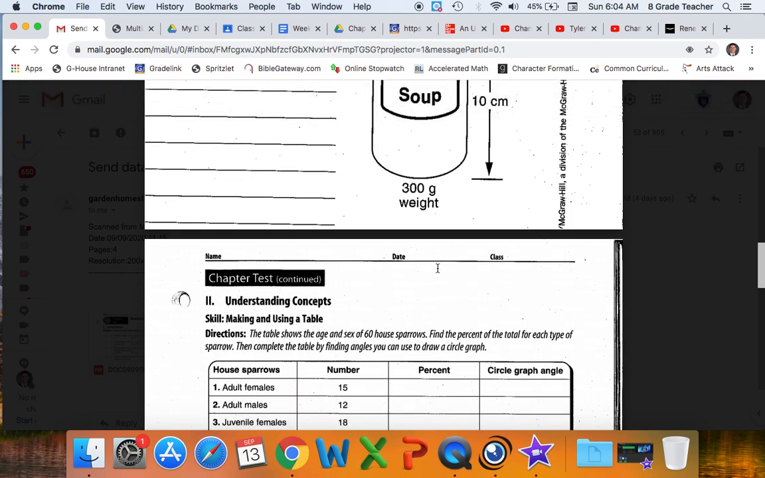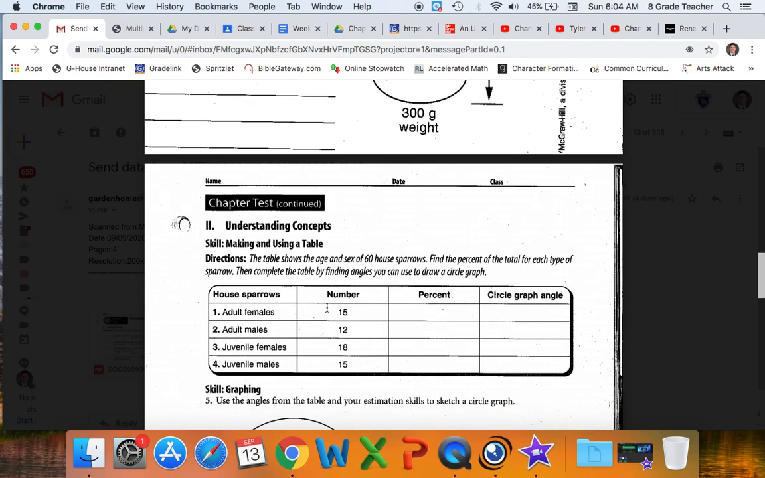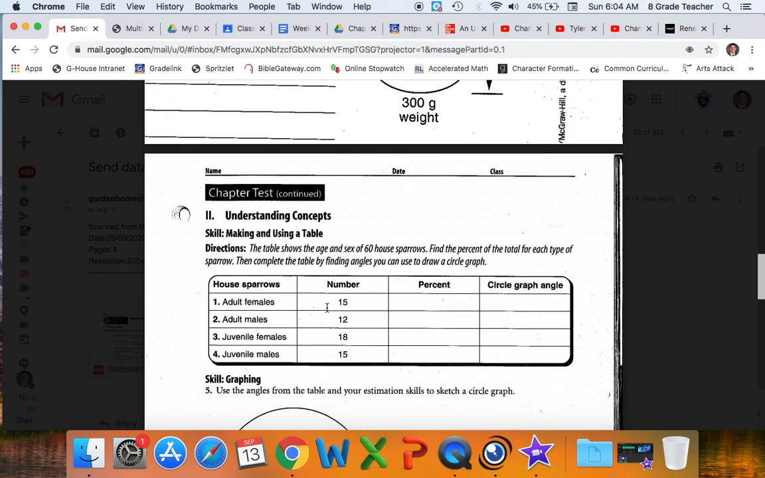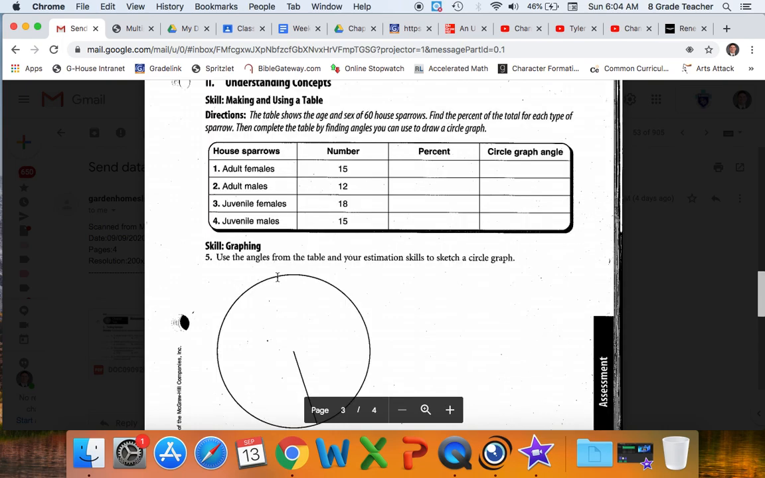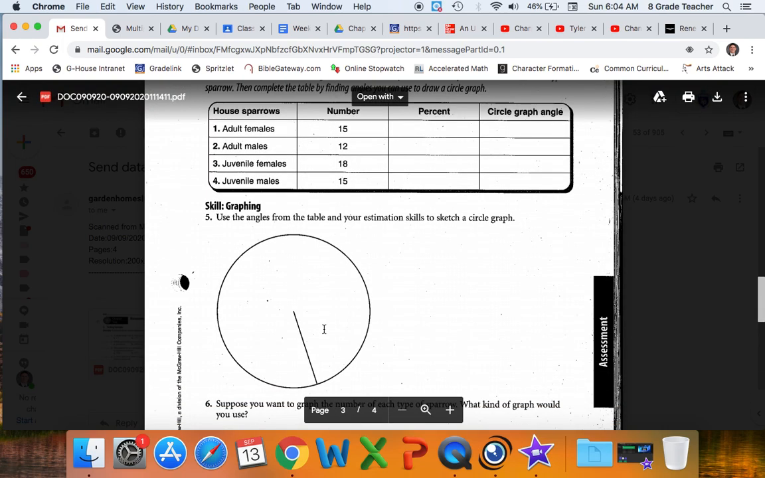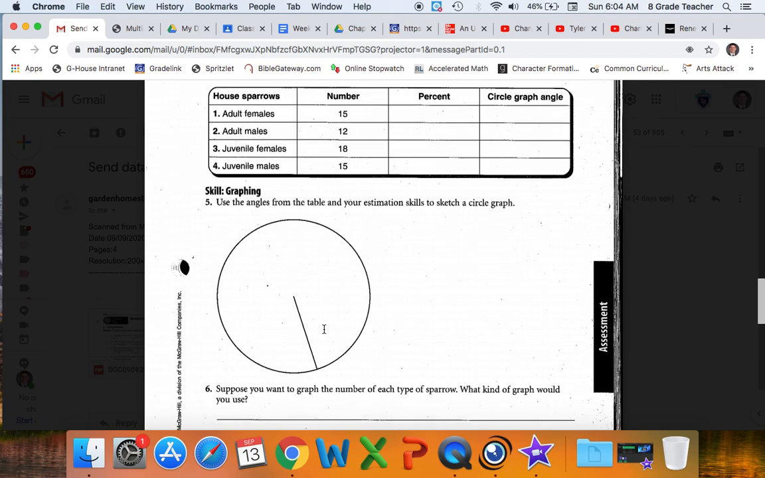On the third page, you have this section called Understanding Concepts, in which we're going to apply what we learned through our study of bar graphs, line graphs, and circle graphs to take some of that data, turn it into a percentage, and then create a circle graph angle and actually make the circle graph itself. If you're following along with this video, that'll make it a lot easier for you to actually take on that challenge.